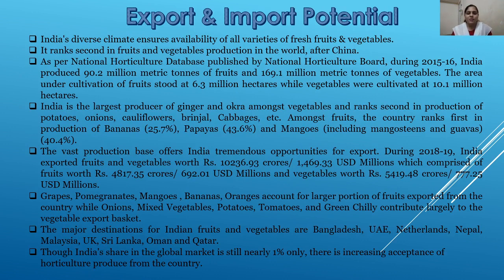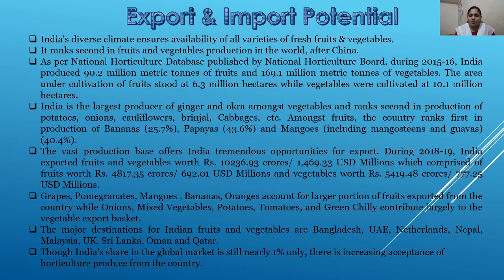Now, let's see some of the export and import potential of horticulture. India's diverse climate ensures the availability of all varieties of fresh fruits as well as vegetables. We can cultivate a large number of fruits and vegetables according to the requirement of the plants. India ranks second in the production of fruits and vegetables, only after China. As per the National Horticulture Database published by the National Horticulture Board during 2015-16, India produced around 90.2 million metric tons of fruits and 169.1 million metric tons of vegetables.